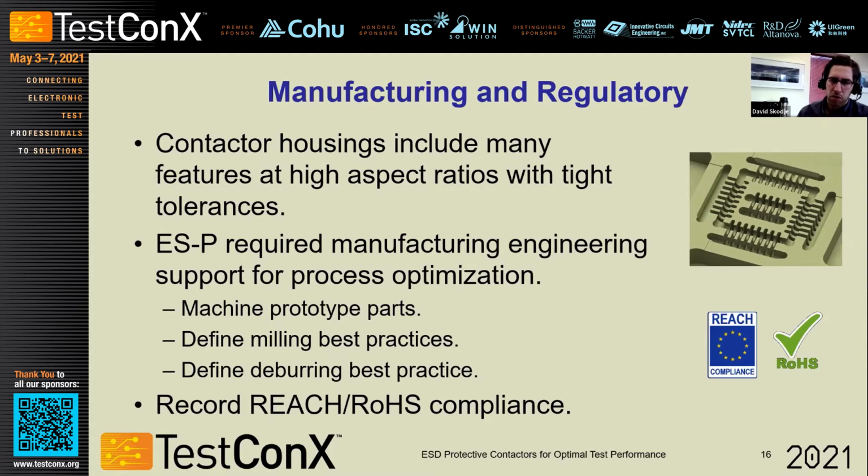They had prototype parts manufactured that had common features that needed to be evaluated. Based on that, best practices for milling were established, as well as deburring. We were then able to move forward to make actual prototypes for testing. Another important step in manufacturability is ensuring that compliance to REACH and RoHS are recorded and documented for the material.